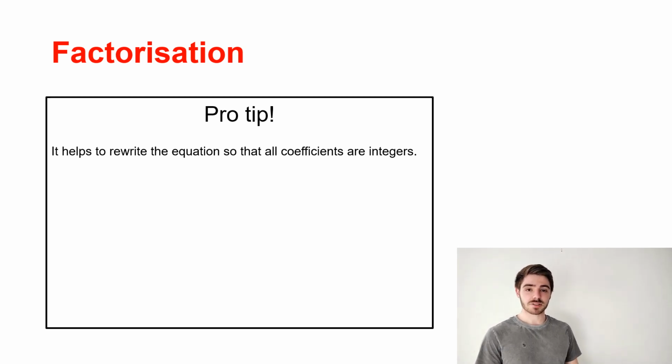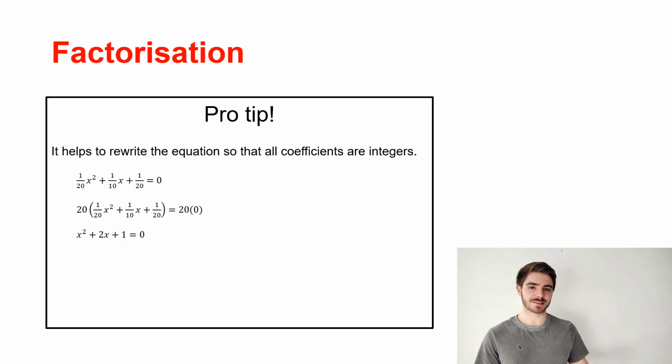Now, this is especially useful because the right-hand side is 0, because we're solving the case where the quadratic equals 0. So we can choose any number we want and not mess up the equation. For example, suppose we have the following quadratic. We can multiply both sides of this equation by 20 to get all the coefficients as integers.